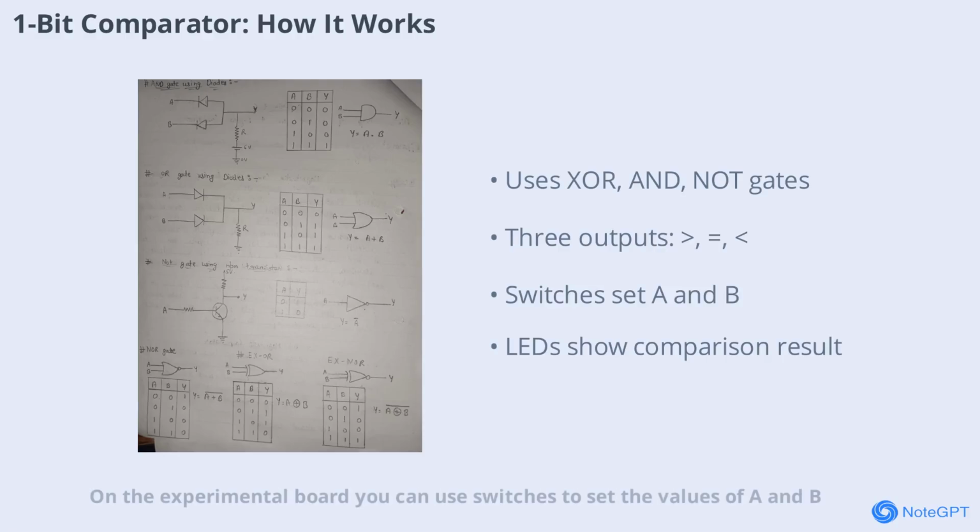On the experimental board, you can use switches to set the values of A and B, and LEDs will indicate the result. This hands-on approach helps you visualize how digital logic translates into real-world outputs. The 1-bit comparator forms the foundation for more complex comparisons, such as the 4-bit comparator.